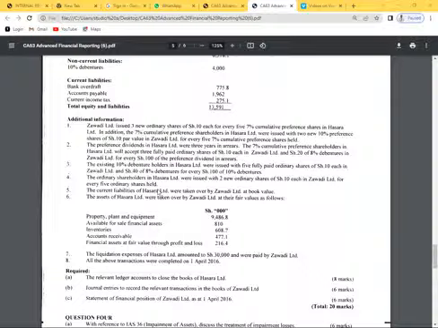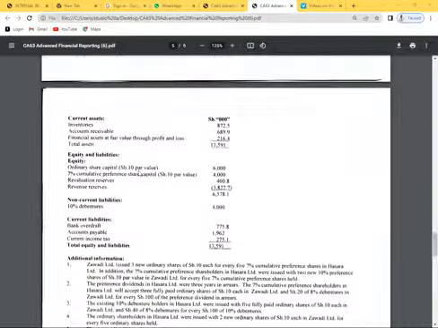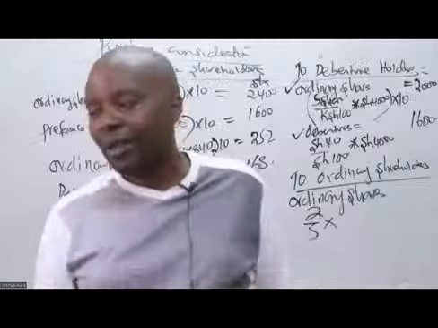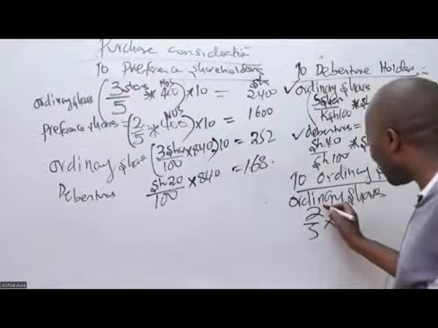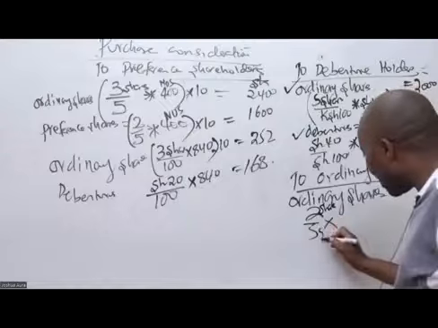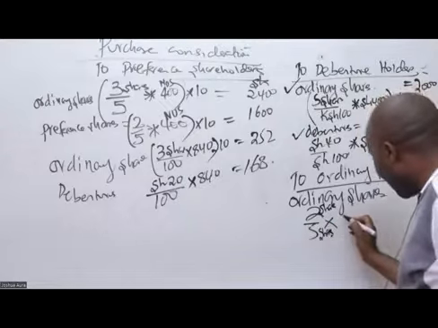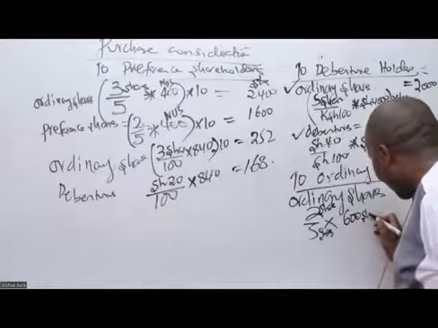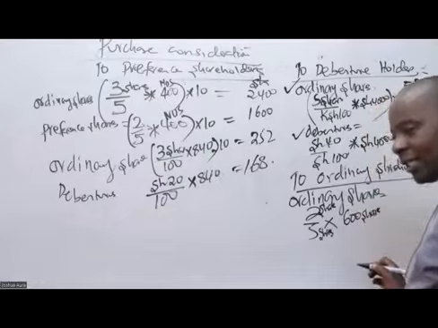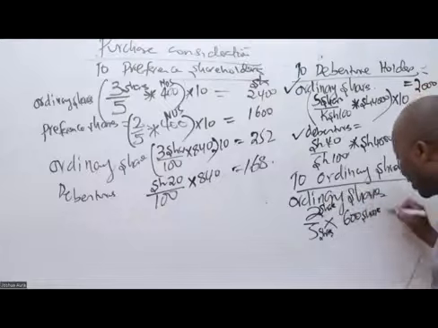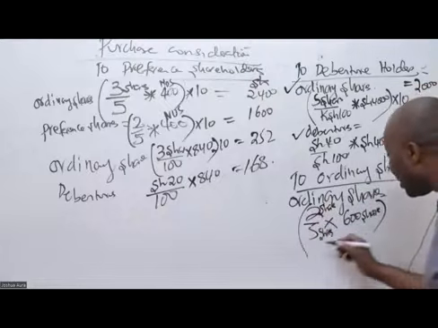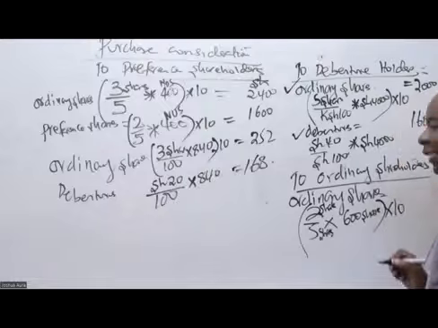From there, I'll ask myself, how many ordinary shares are outstanding? I'll go back to my shares. The number of ordinary shares is 6,000 divided by 10, which is 600 shares. These 5 are shares, so these must be shares as well, so shares and shares will cancel, and at the end we'll get shares. So you'll need the par value per share, which is 10.